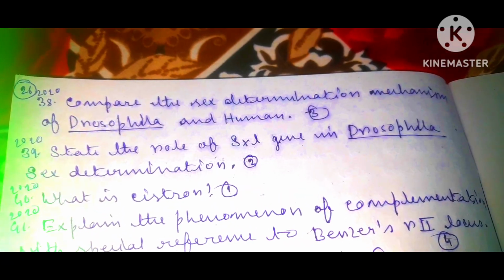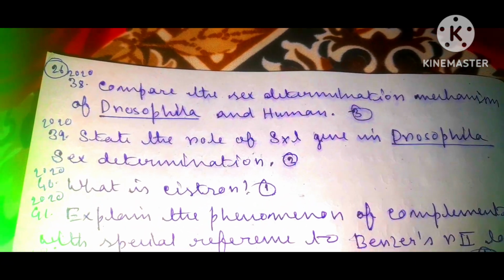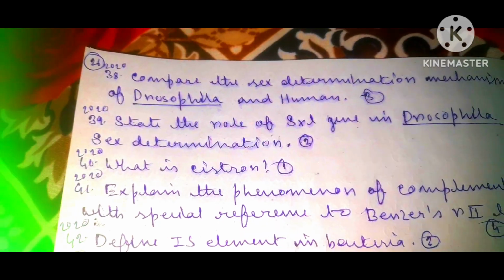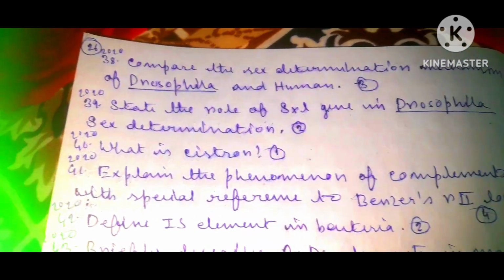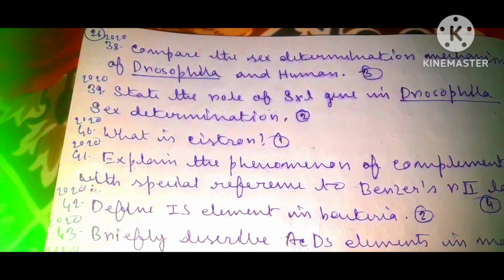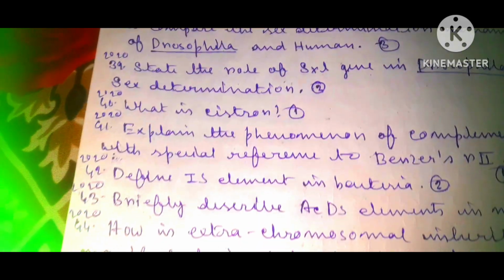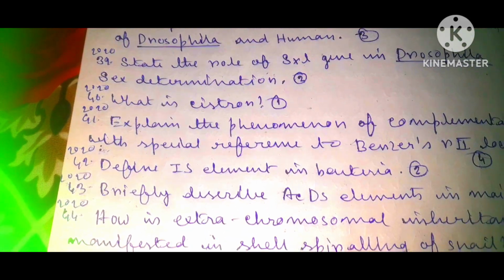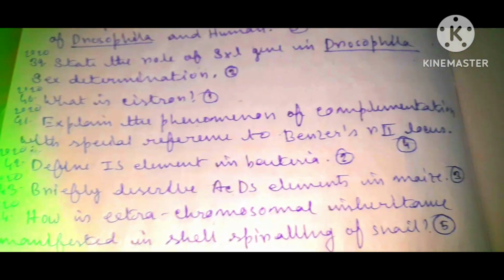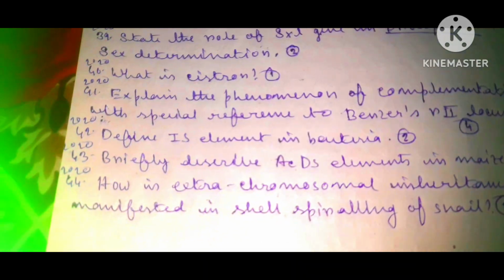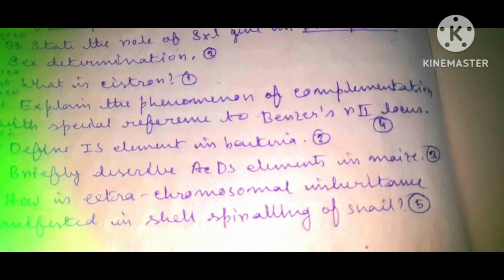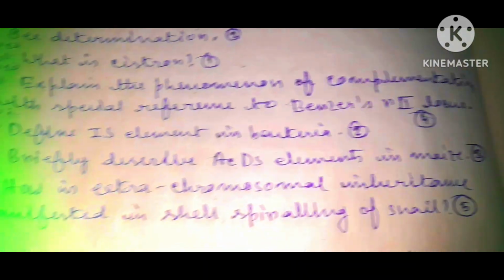Compare the sex determination mechanism of Drosophila and human, carrying 3 marks. State the role of sex-lethal gene in Drosophila sex determination, carrying 2 marks. What is cistron, carrying 1 mark? Explain the phenomenon of complementation with special reference to Benzer's rII locus, carrying 4 marks.